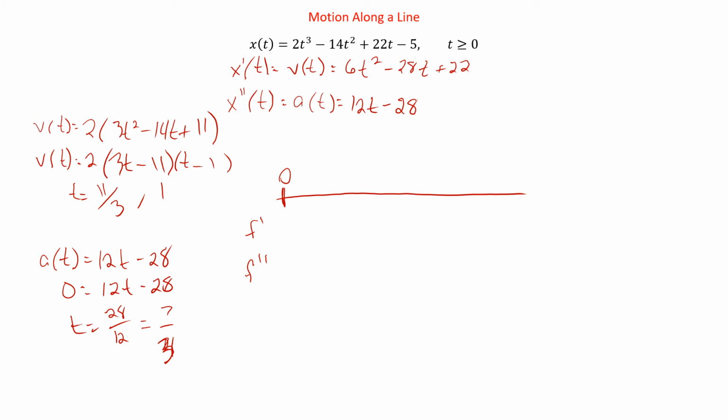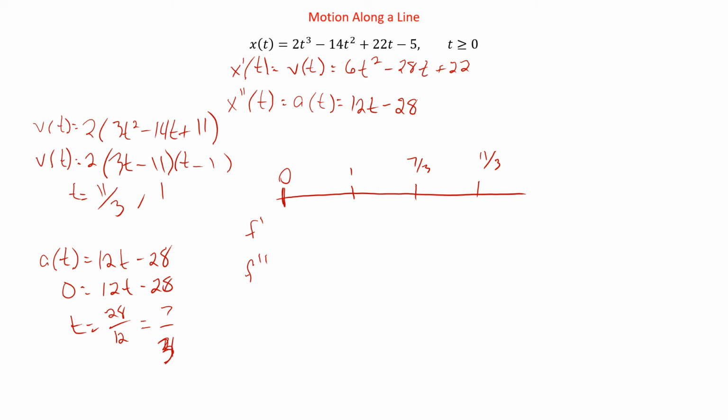I'll forgive you this time. So 7 thirds is 2 point something. 11 thirds is 3 point something. So we're going to go 1, 2 point something, 3 point something. All right, so the derivative will change at 1 and 11 thirds.